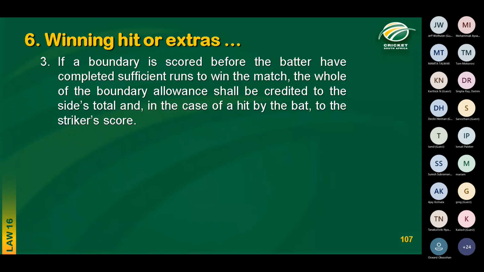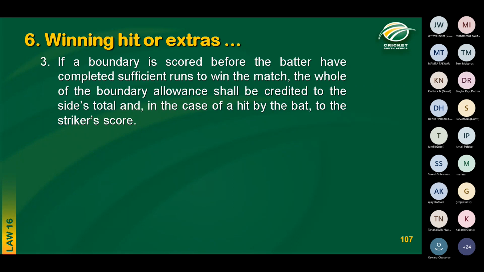So what happens with a winning hit? If a boundary is scored before the batters have completed sufficient runs to win the game, the law tells us that the whole of the boundary shall be credited to the side's total, and if it came off the bat, it will also go towards the striker's score. I'll use an example to illustrate this point.